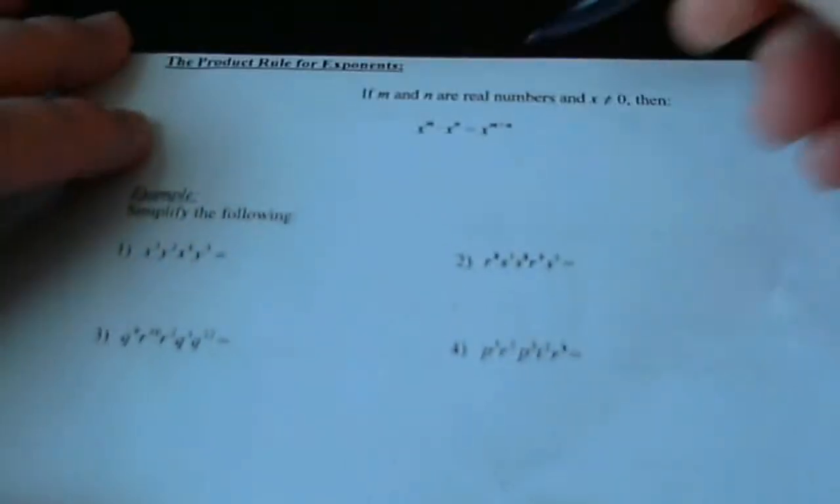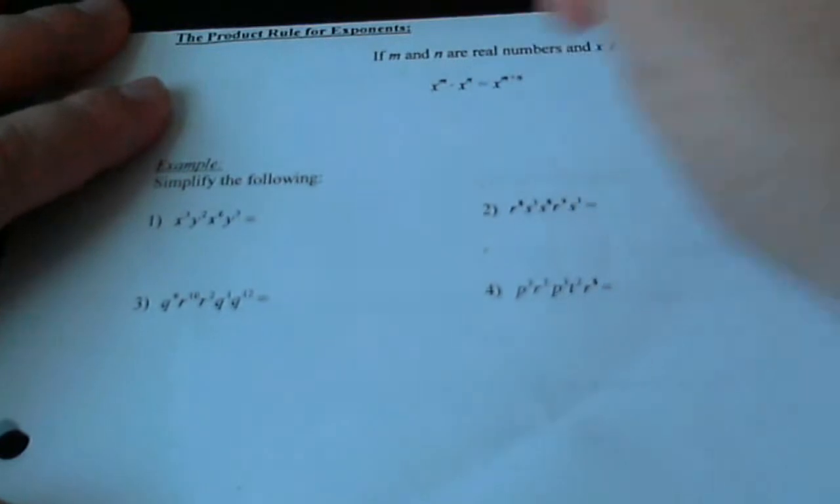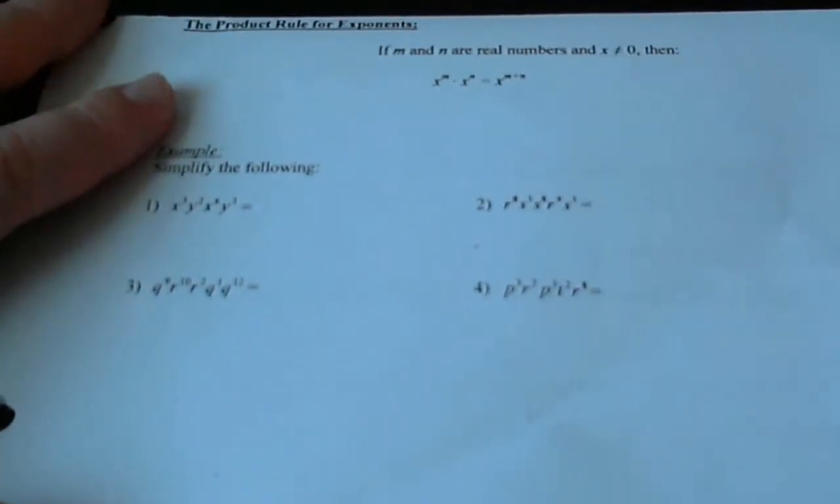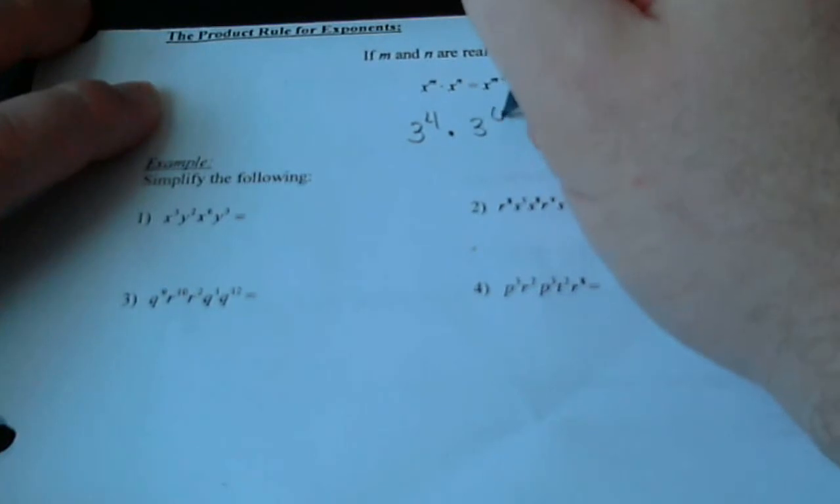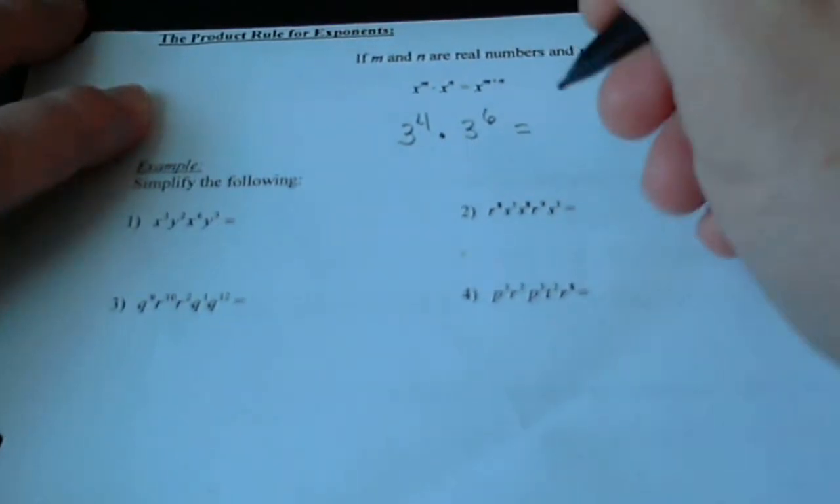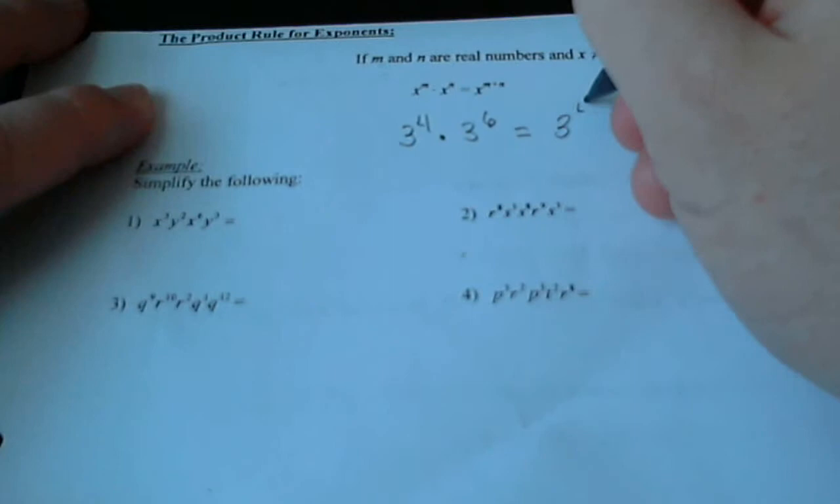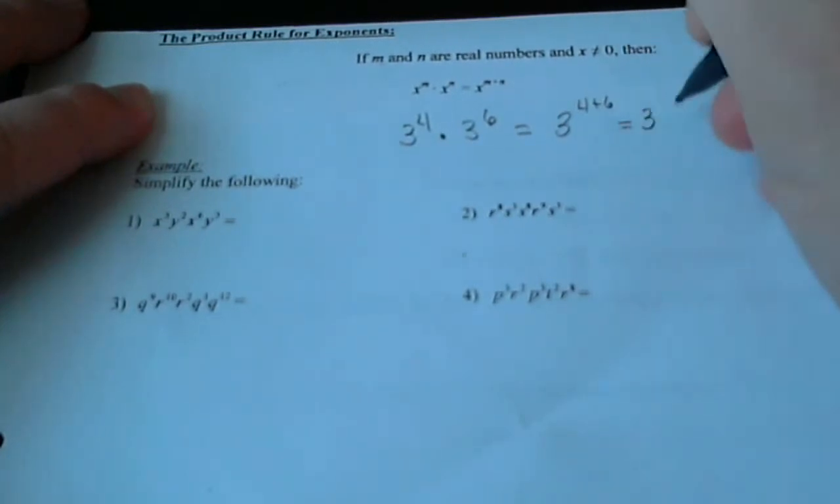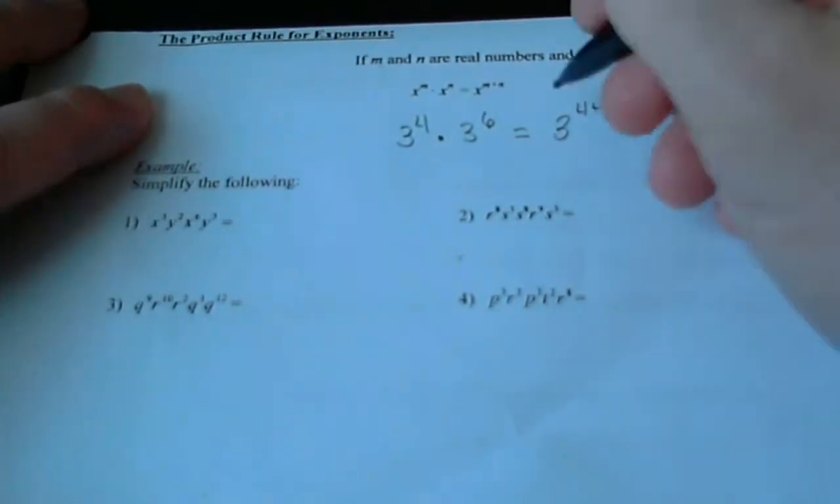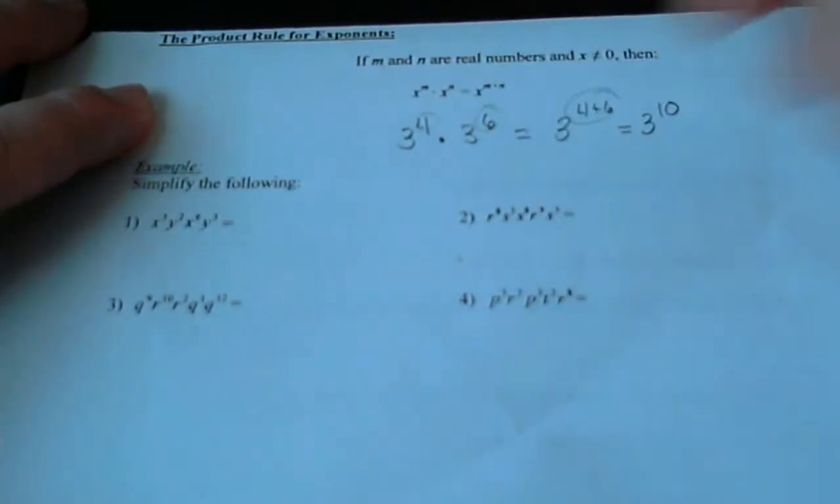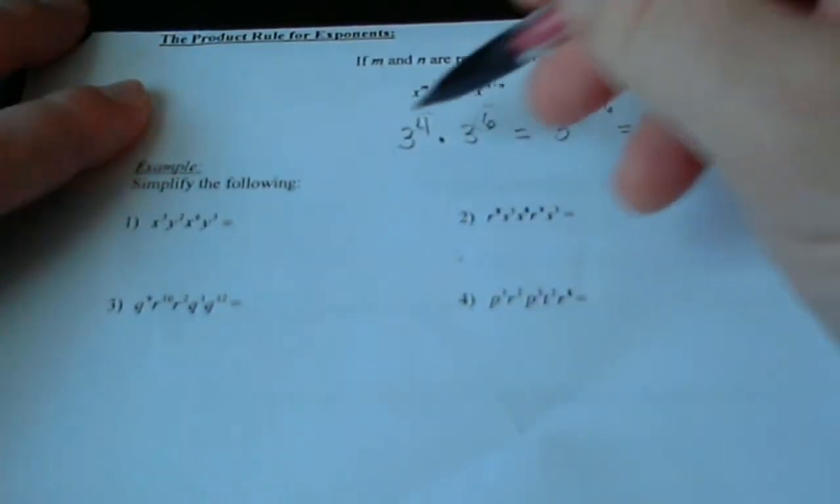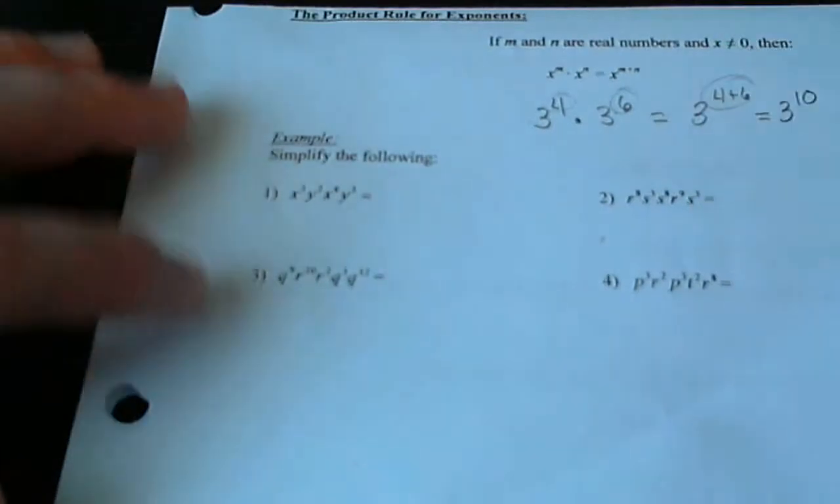Now, the rule is, and this is actually quite simple, whenever you have common bases raised to exponents, you just add the exponents together. So, something like, how about 3 to the 4th times 3 to the 6th? That is equal to 3 to the 4 plus 6, which is 3 to the 10th. Just add the exponents together on the top, okay? Now, the bases have to be the same, as we're going to see in our first example here.